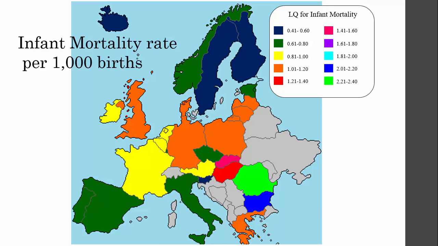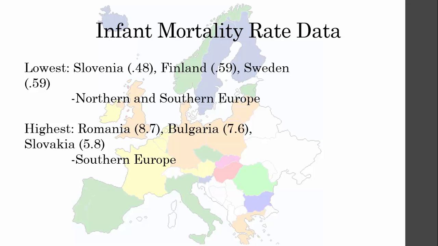So that is interesting. Looking at this, you see that Slovenia, Finland, and Sweden are the lowest in the infant mortality rates, and you find those both in Northern and Southern Europe. Northern ones are Finland and Sweden, and they're up here, and then Slovenia is down here. And then the highest ones are Romania, Bulgaria, and Slovakia, and those are all found in Southern Europe. And looking at these numbers, it's 0.48, 0.59, 0.59, and then 8.7, 7.6, and 5.8.